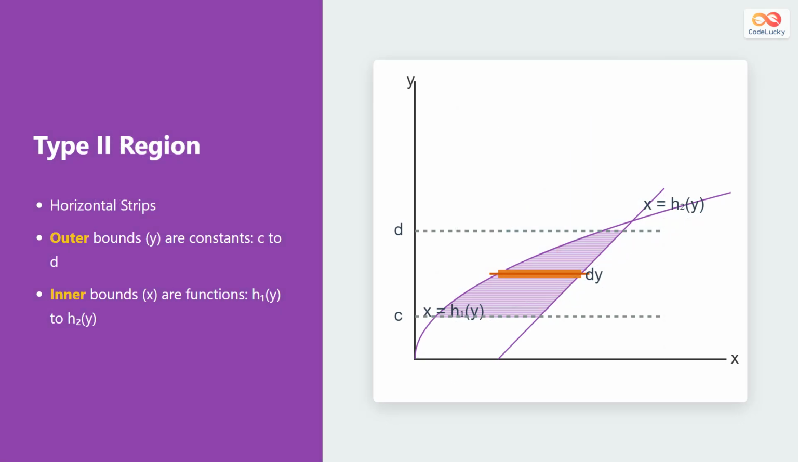Conversely, a type 2 region uses horizontal strips. In this case, the outer bounds for y are constants, from c to d. The inner bounds for x vary from a left curve h1 of y to a right curve h2 of y.